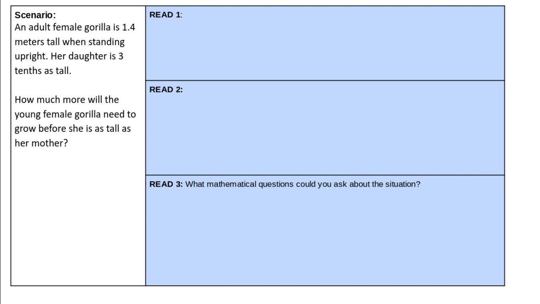An adult female gorilla is 1 4/10 meters tall when standing upright. Her daughter is 3/10 as tall. So I want you to pause your video. I'm going to give you a few moments, and I want you to think about what type of situation you see in this problem. So pause your video and take a few moments.